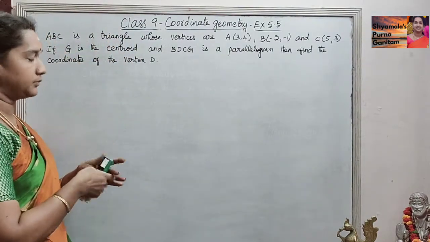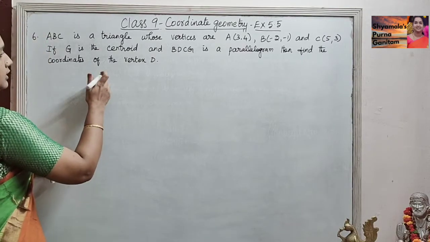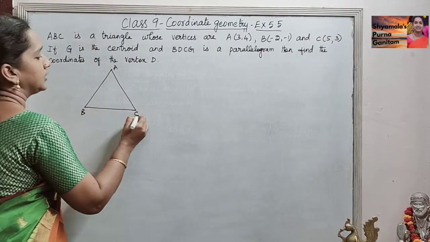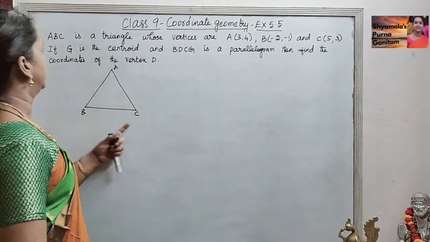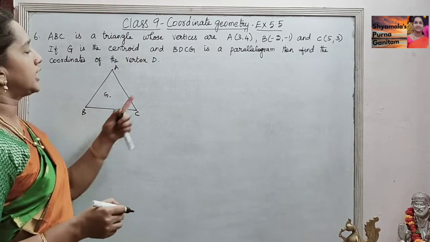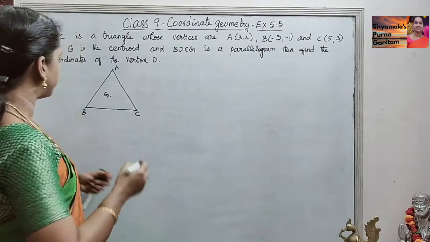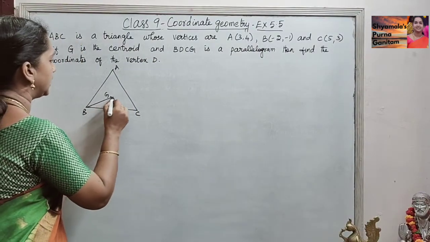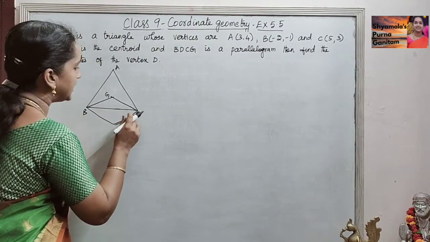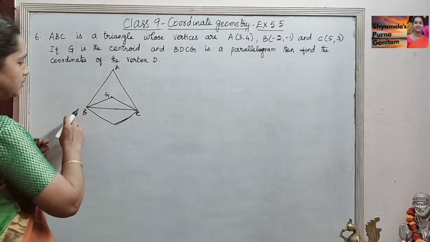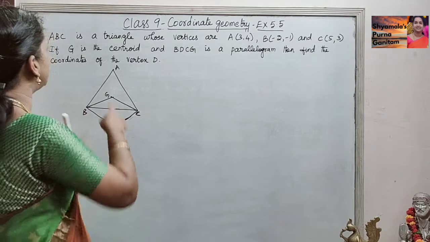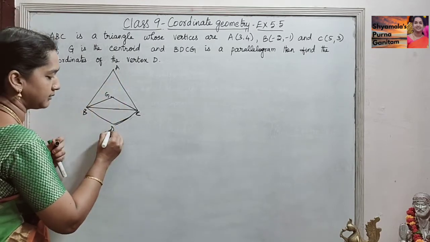ABC is a triangle. In the question, the coordinate points are given. If G is the centroid, and there is another point D, and if we join them, BDCG is a parallelogram. B, D, C and G form a parallelogram. Then find the coordinates of the vertex D.